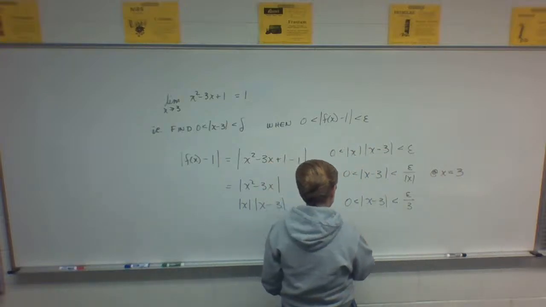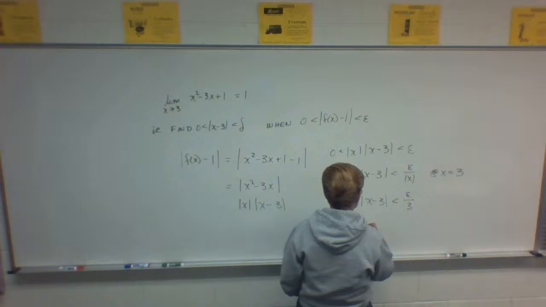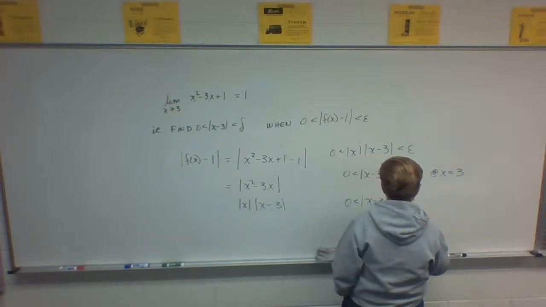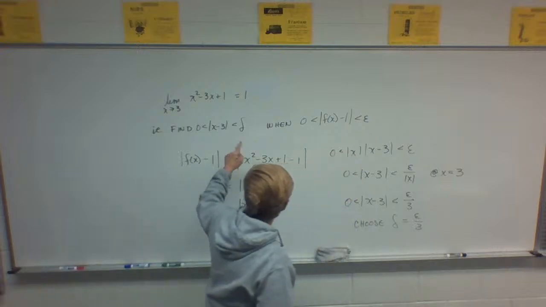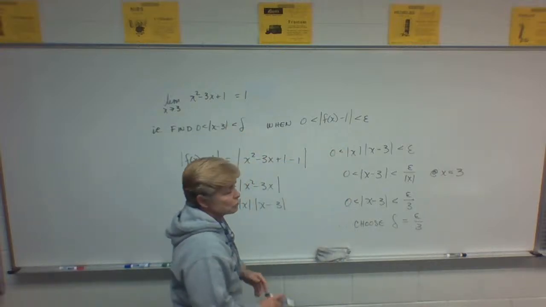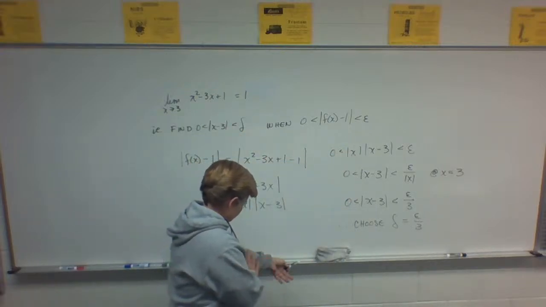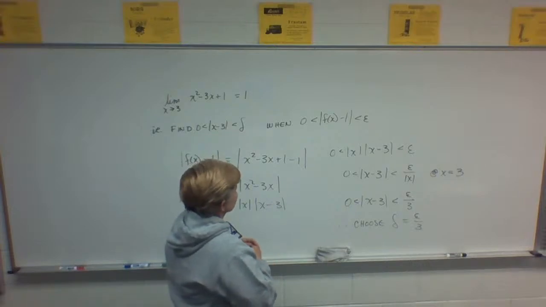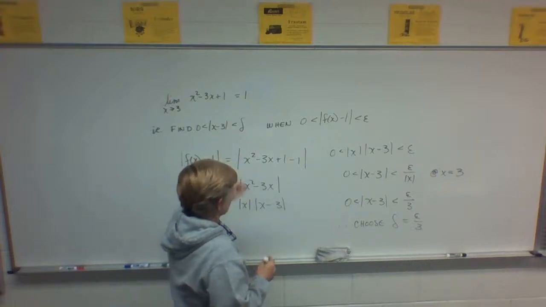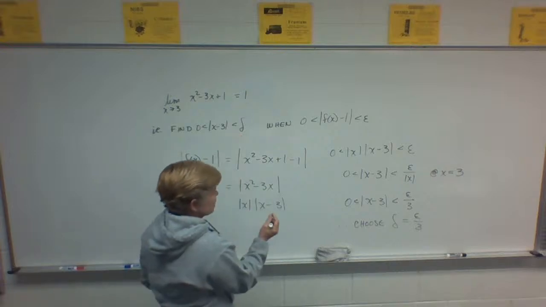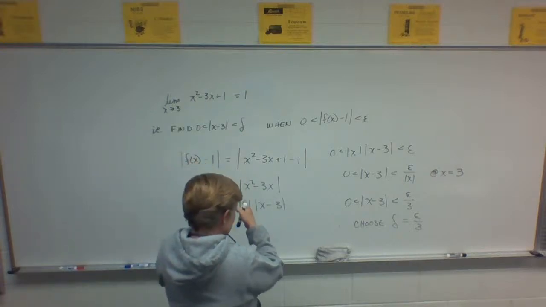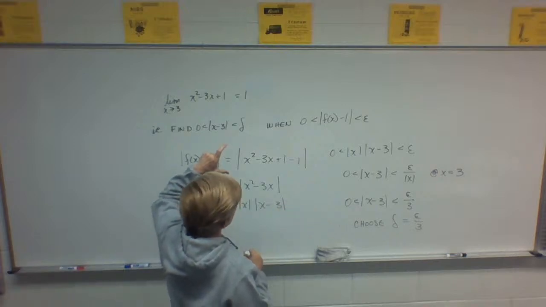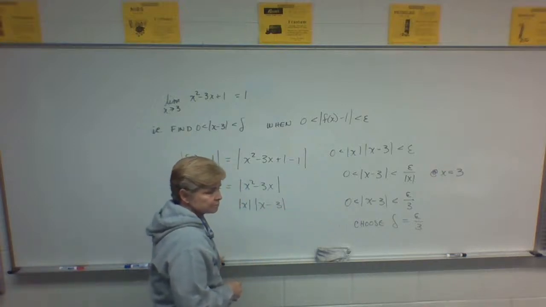Therefore, choose delta equal to epsilon over 3, and if delta is equal to epsilon over 3, then this is true. What that means, folks, is that this is along the x-axis. If you've got a distance from the x value right at this point, if you've got a distance that is only a third of the distance up here on the y, then the limit is proven.